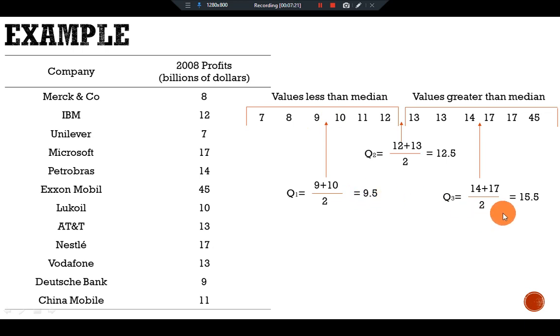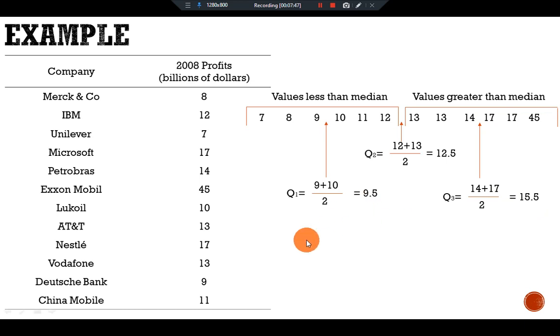And for the Q3, we get the central value of the 9th and 10th value, and we get 15.5. That 15.5 represents $15.5 billion.